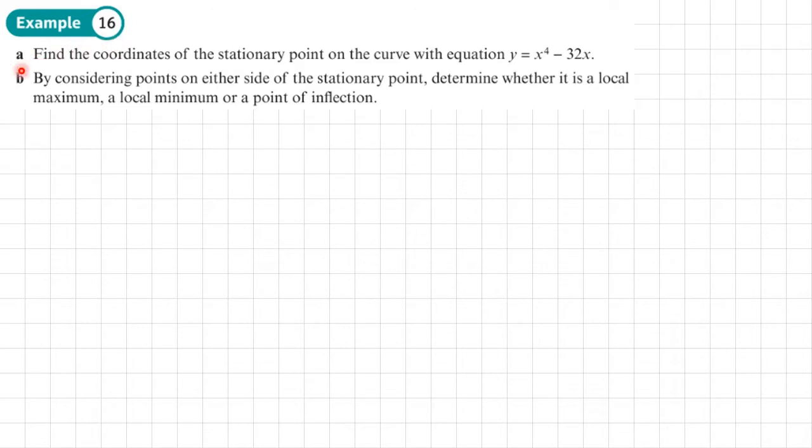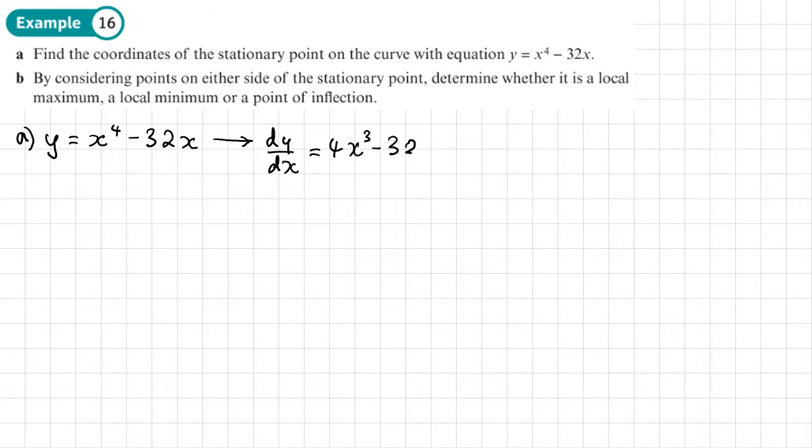Example 16, part A. Find the coordinates of the stationary points on the curve with equation y equals x to the power 4 minus 32x. So if we're going to be identifying stationary points, we need to differentiate and we need to find out when dy/dx equals 0. So if we differentiate, we'll get 4x cubed minus 32.